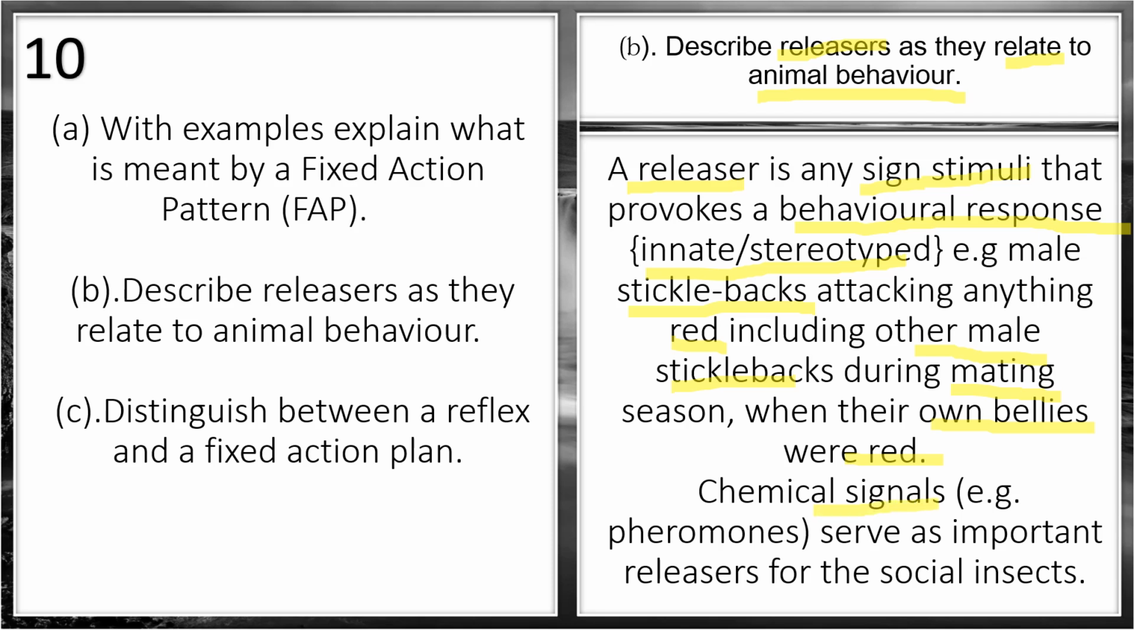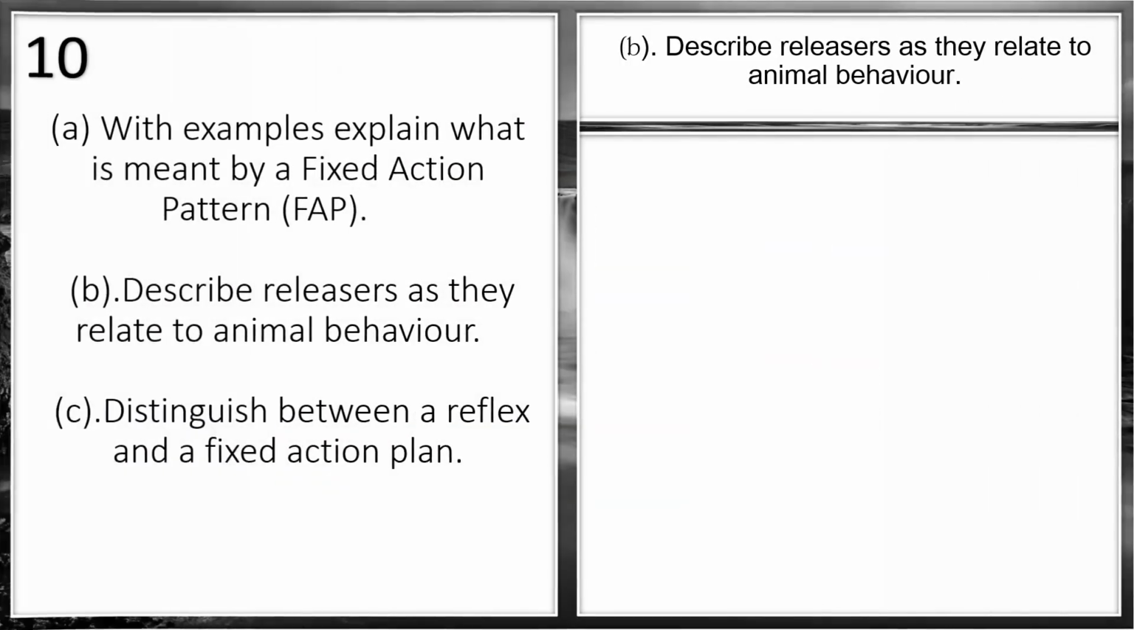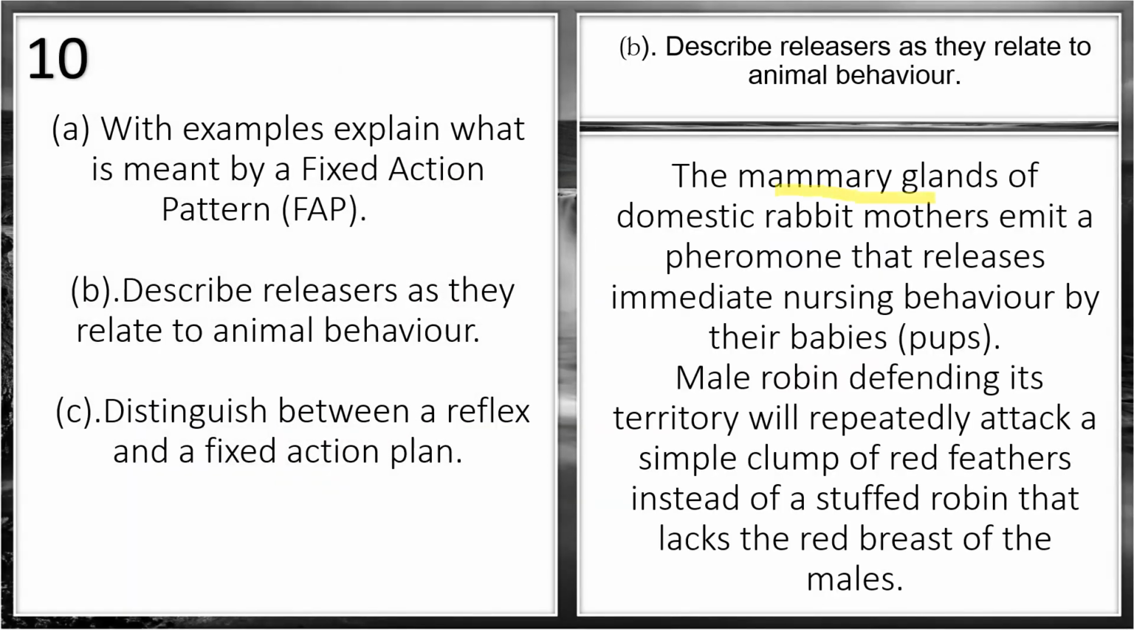Chemical signals. For example, pheromones serve as important releasers for the social insects. The mammary glands of domestic rabbit mothers emit pheromones that release immediate nursing behavior by their babies, the pups.